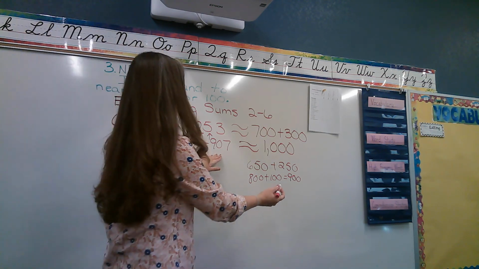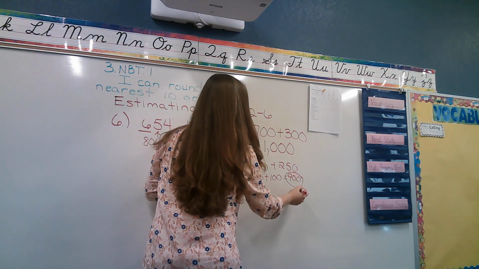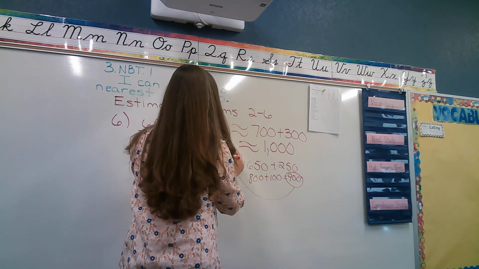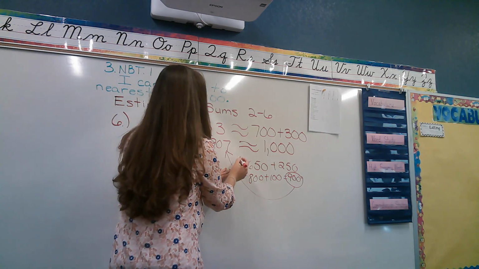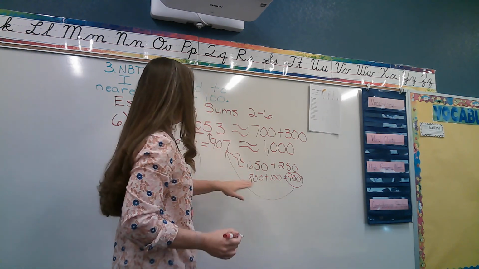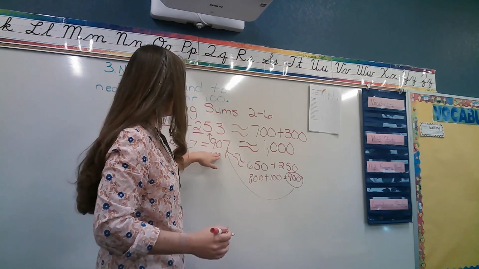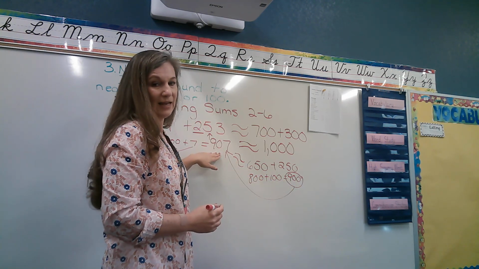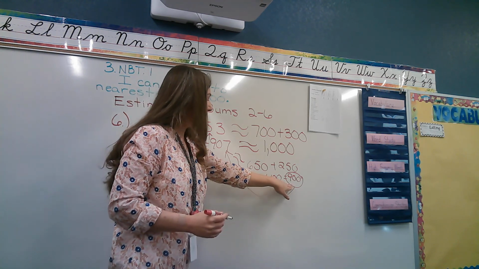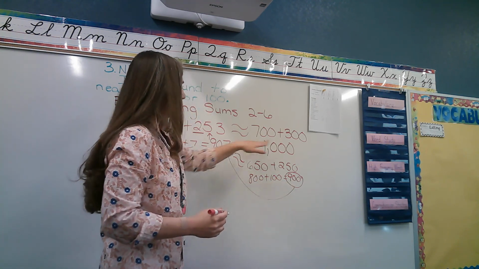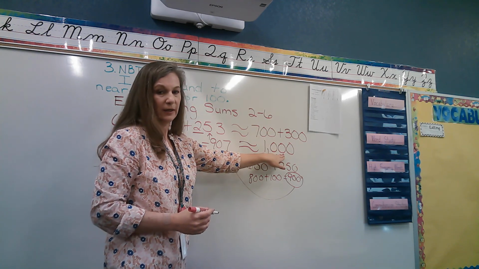And actually, that did not work out the way that I had planned. Oh, yes, it did. So here's my estimate. My estimate here is much closer. I lost track of what I was doing. This estimate is much closer to my exact answer. So rounding to the closest 10 gave me a much closer estimate than rounding to the closest 100.